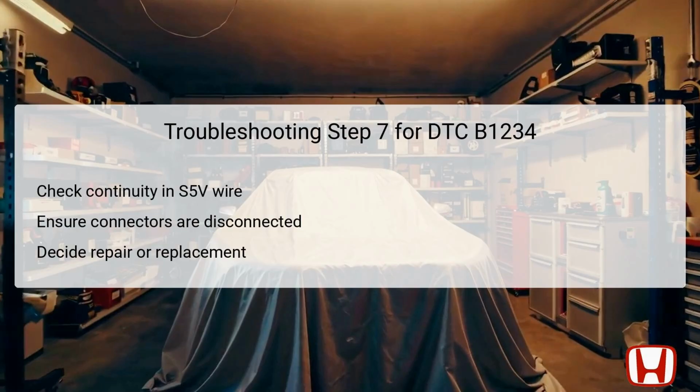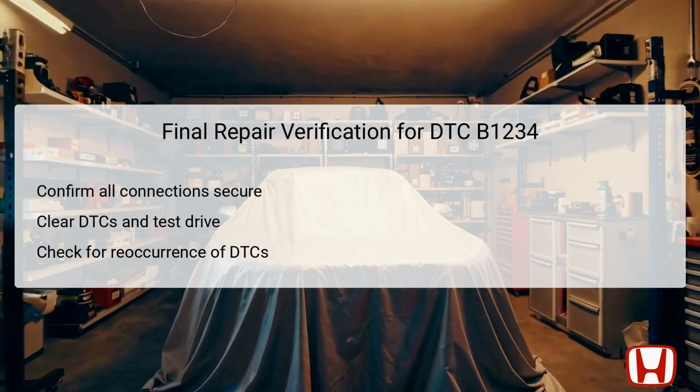If, however, the continuity test shows no connection, it suggests a larger internal issue with the climate control unit, necessitating its replacement. This final procedure encapsulates the troubleshooting process for DTC B1234, determining an appropriate course of action based on the findings. Once all necessary repairs have been made in accordance with the previous troubleshooting steps, a final verification is essential to ensure the issue has been resolved.